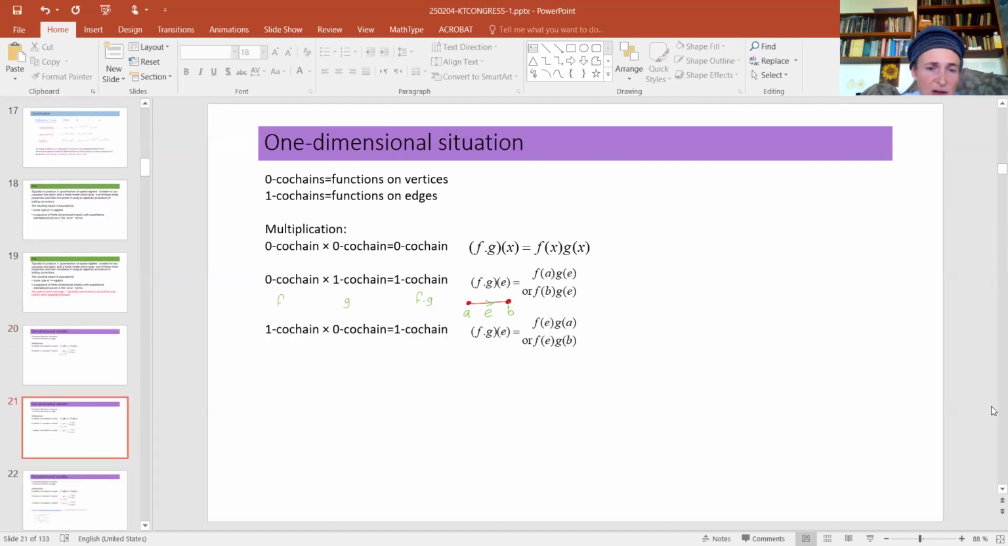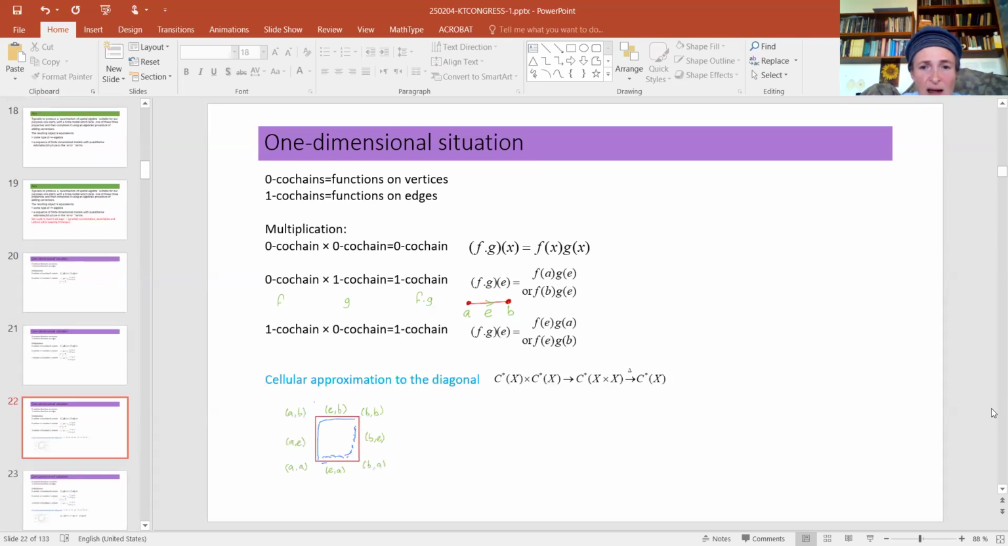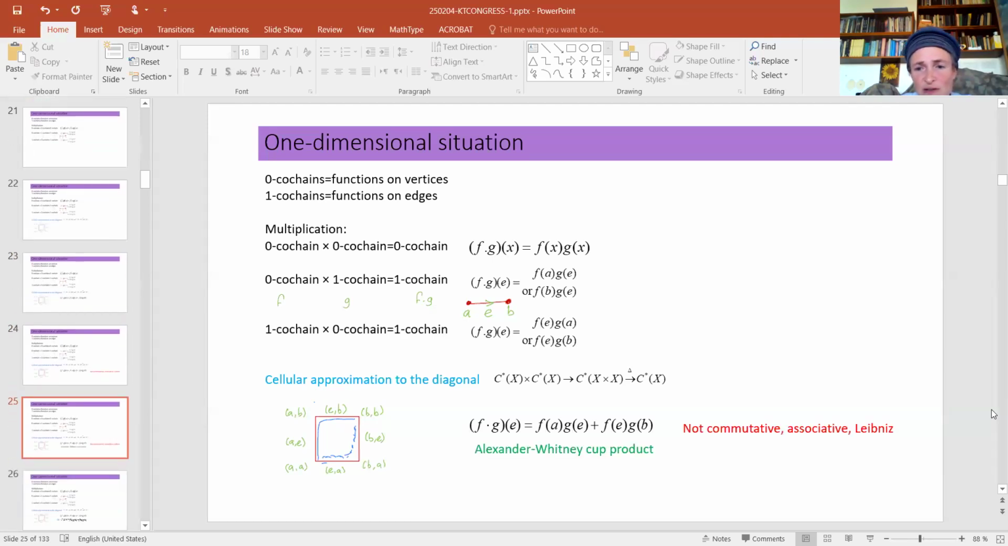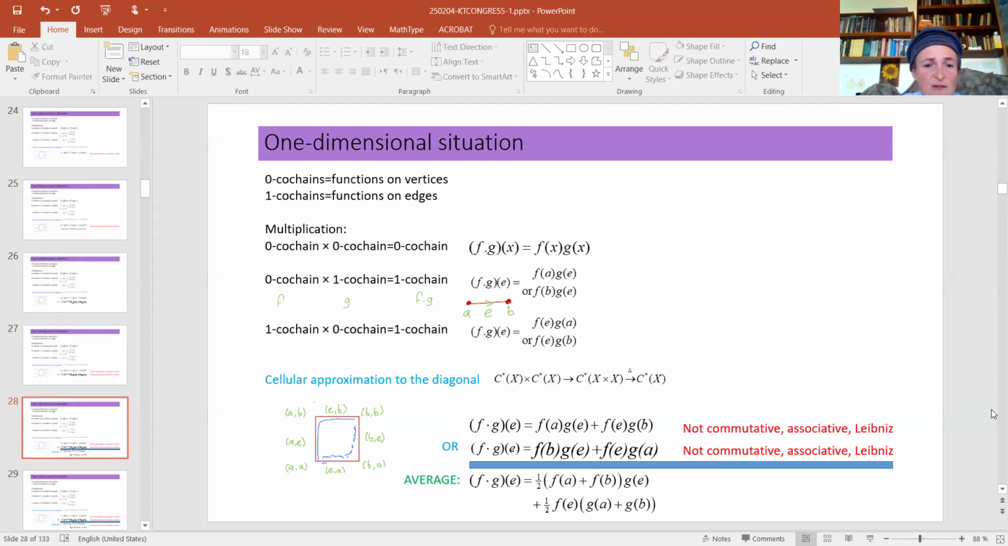So here we could do it the other way around, which is like this. And so you have the problem of choosing essentially a cellular approximation to the diagonal. It's exactly the same problem. So we can either choose it to be one way round, which is not commutative, but it is associative, and this is the Alexander-Whitney cup product. You could take the opposite multiplication, which similarly is not commutative, but is associative, or you could take the average, which by definition is now commutative, but it won't be associative.